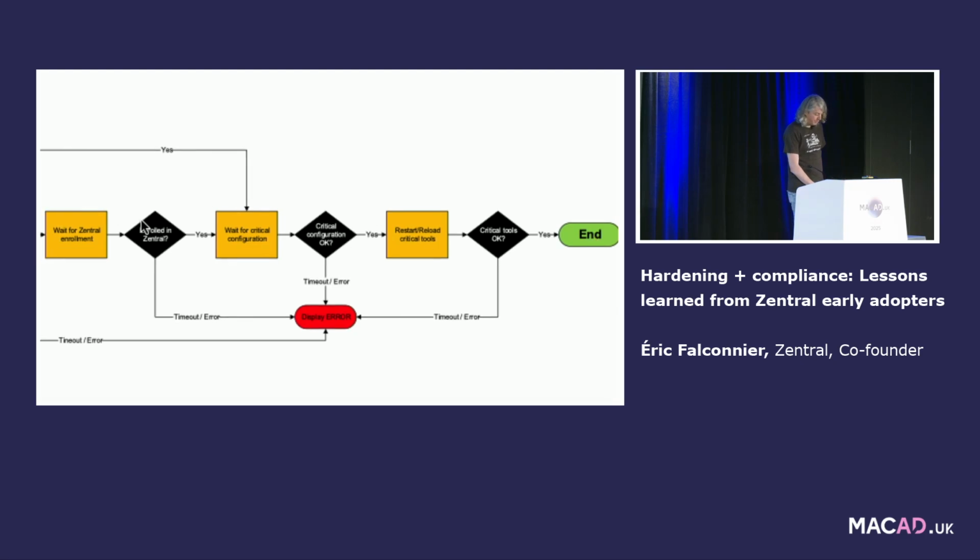We wait for a Zentral enrollment, wait for a critical configuration. You have EDR tools, network tools, they need configuration profiles, you need a certificate. The script makes sure that all these important bits are there. We restart some of the tools that need to be restarted. CrowdStrike Falcon needed to be restarted to make sure that it was catching up quickly with the new configurations when everything is good at the end.